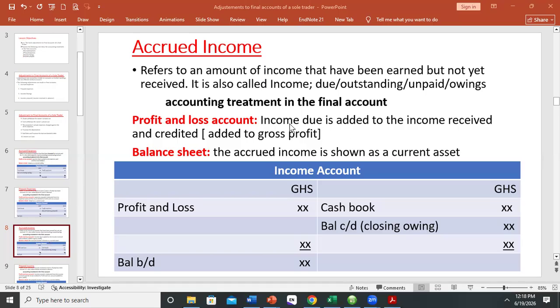That is why in the profit and loss account, it is added to the income received. Okay, and it will be treated as other income, right? We know how other income is treated in there. Then in the balance sheet, this is a current asset. You have earned it, just that you haven't received money for it. So you show it as a current asset.